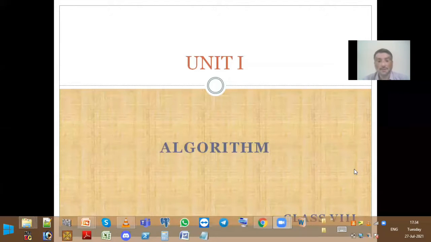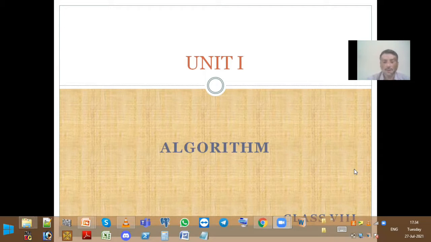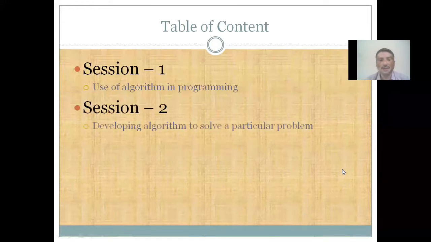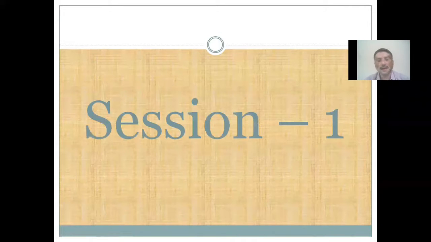So before we start, let me share the screen with you. Today we will be discussing algorithms. This unit contains two sessions: one, the definition and details about the algorithm, and second, the using of that algorithm. So let's start with today's session.